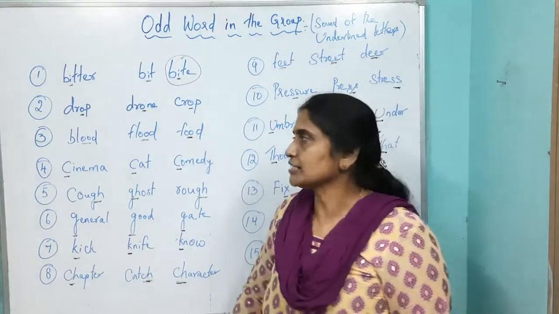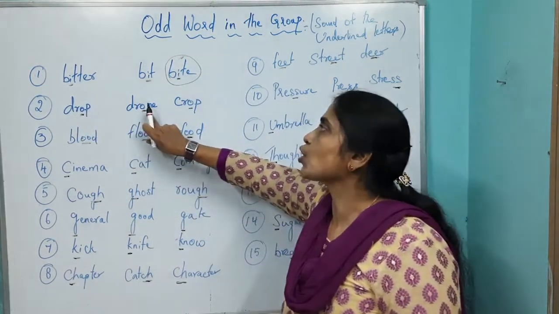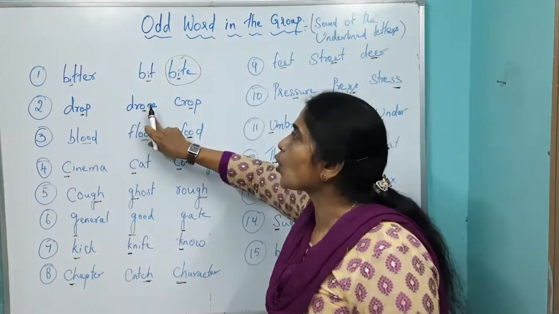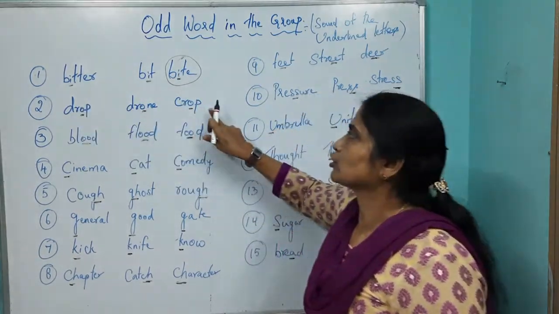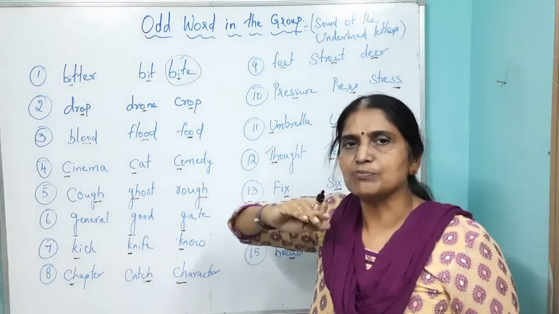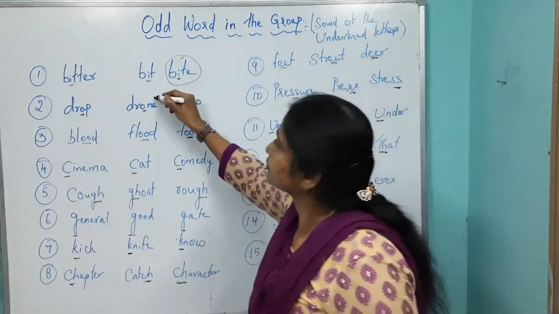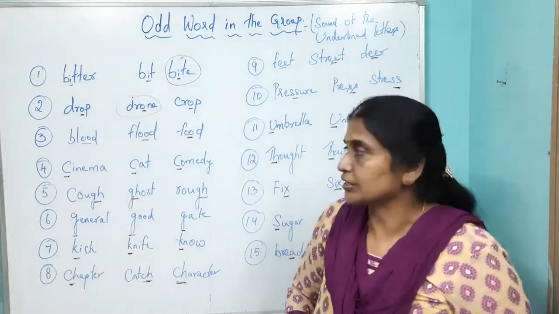Now, let's go to the second one. Drop, drone, crop. We see that in drop and crop, the O is pronounced in the same manner, but in drone, the O is different. So, this one is the odd word.